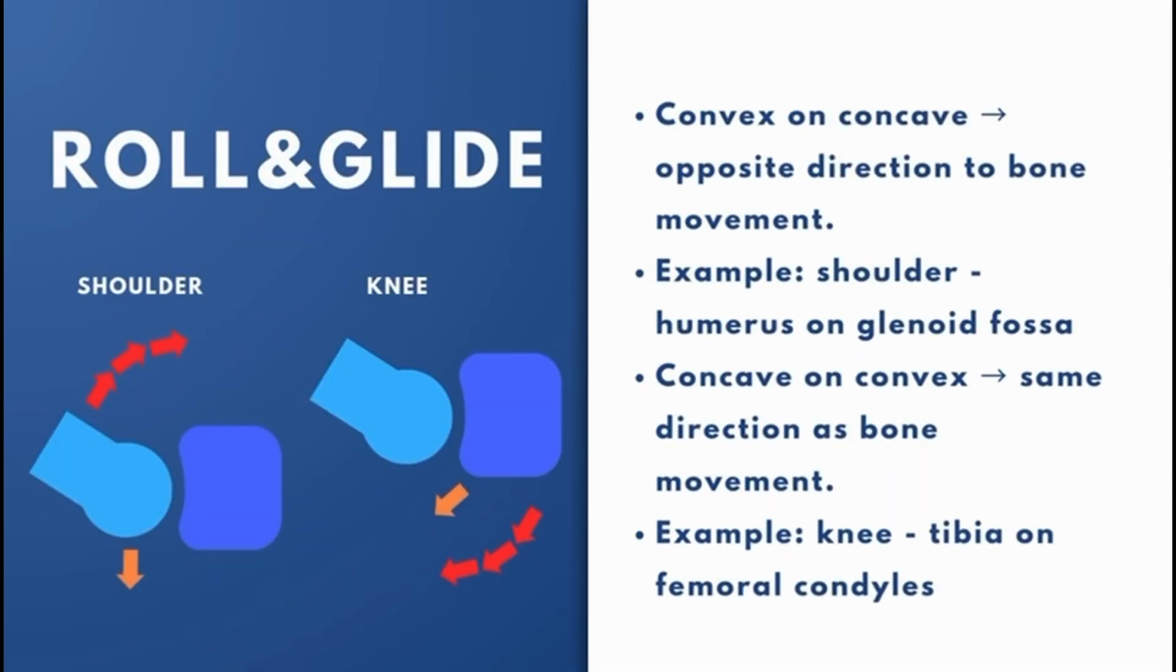The relationship between roll and glide is explained by the convex-concave rule. When a convex surface moves on a concave surface, roll and glide occur in opposite directions, shown here by the red arrows for roll and the orange arrows for glide. For example, during shoulder abduction, the humeral head rolls upward but glides downward on the glenoid. When a concave surface moves on a convex surface, roll and glide occur in the same direction, again red for roll and orange for glide. For example, during knee extension, the tibia both rolls and glides forward on the femur.